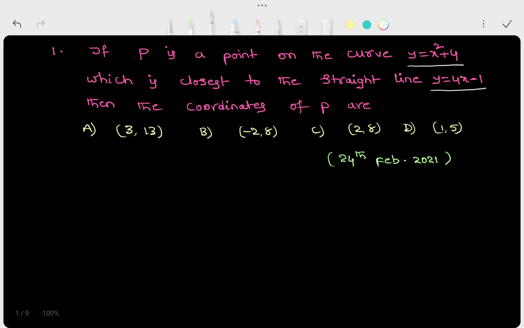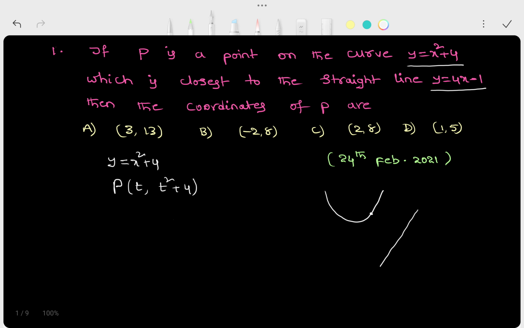Here, first of all, y equals x square plus 4. You define any point on this curve. Put x equals t, then y equals t square plus 4. So let p be the point (t, t square plus 4), which is any point on the given curve. Now draw a rough diagram. The parabola opens upwards, and this one is the given line.